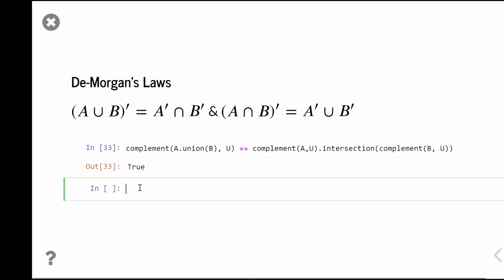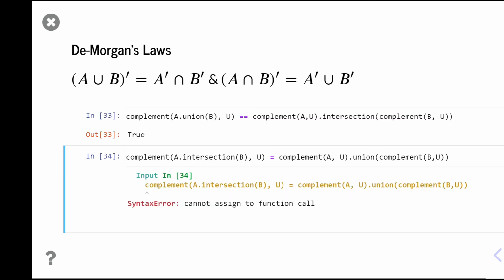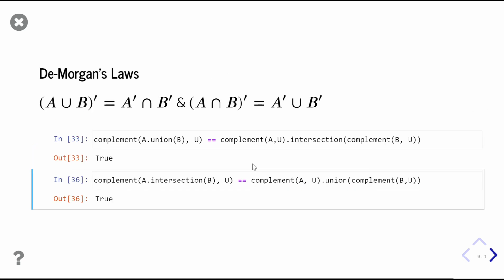We can check the second De Morgan's law as follows: A.intersection(B), then the complement of that with U should be equal to the complement of A with U union the complement of B with U. So Python says that this is True.